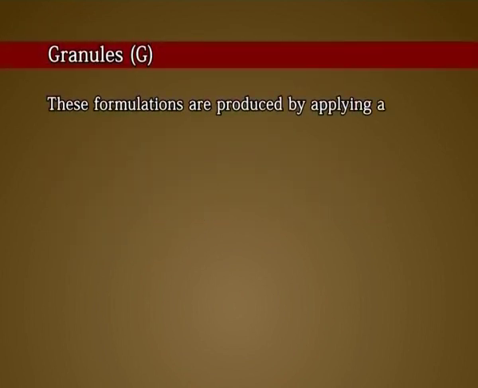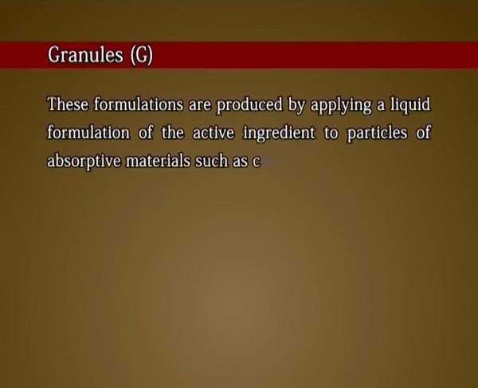Number 3, granules, G. These formulations are produced by applying a liquid formulation of the active ingredients to particles of absorptive materials such as clay, corn cobs, or walnut shells. The active ingredient either coats the outside of the granules or is absorbed into them. The granular carrier is prepared in advance to a standard size and then the liquid formulation is added. A commonly used granular herbicide is Alachlor 10G.